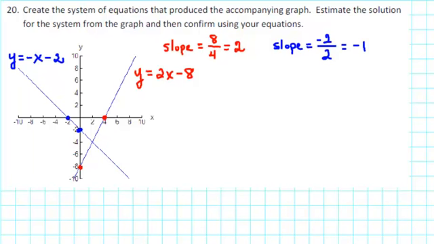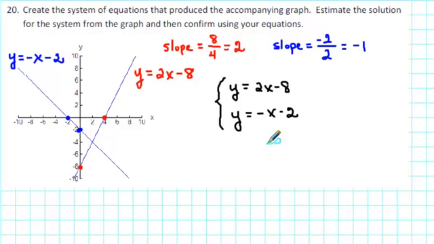So at this point we can write down the system of equations. Usually we use a brace to indicate that we have two equations and that they're grouped together. Our first equation is y is equal to 2x minus 8. And our second equation is y is equal to minus x minus 2. And together those two equations form a system of equations.